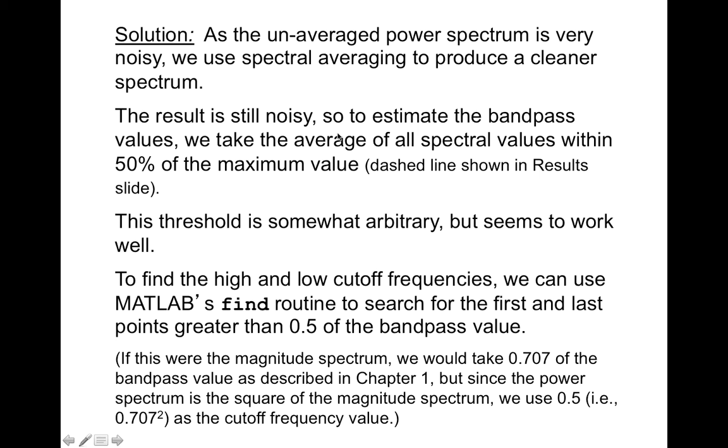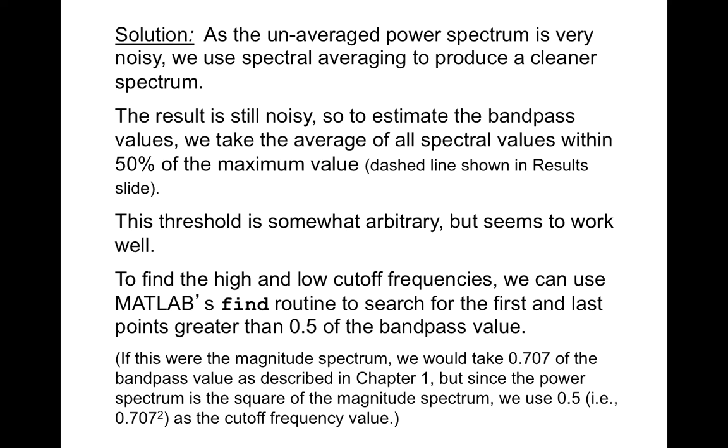How you determine how to take the average of your spectral values is a little bit arbitrary. In this particular example, they've chosen to take the average of spectral values within 50% of the maximum value. This is a little arbitrary, but it's just one way to do it. Sometimes you play around with this number and then just look at your results to see what seems to make the most intuitive sense.